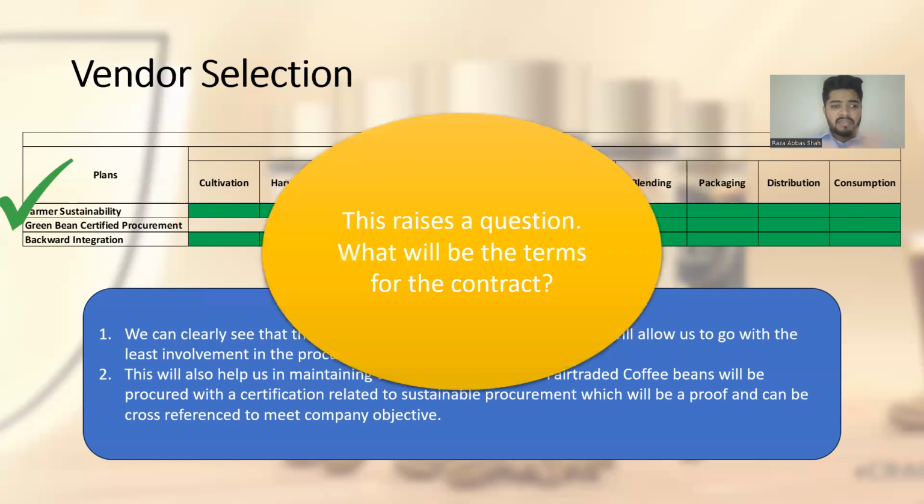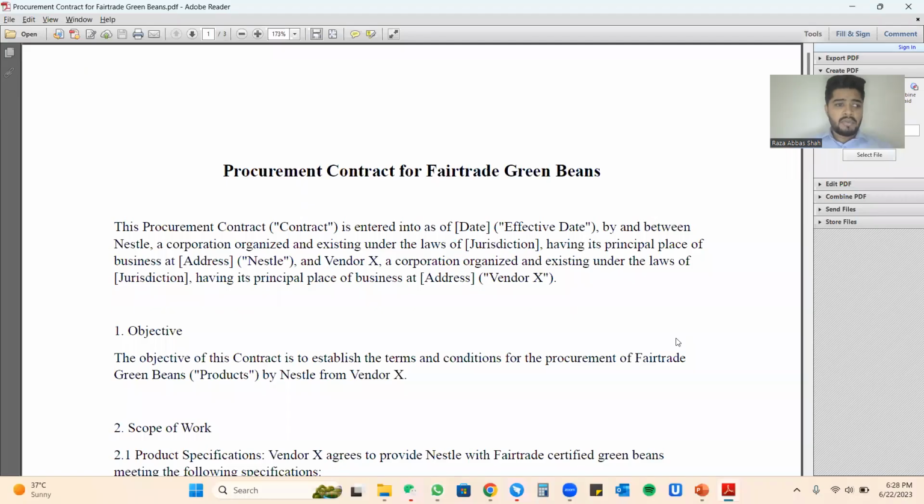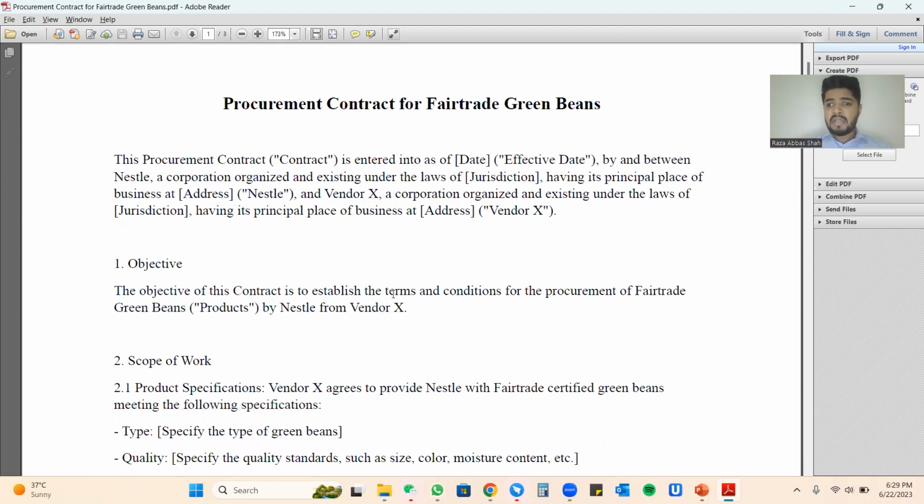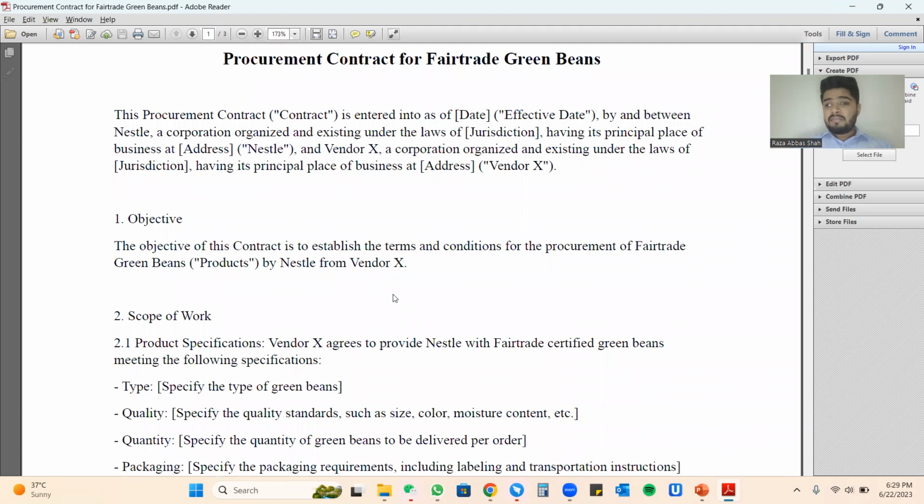Now this raises a question. We have finalized that we will go with green bean certified procurement, but what will be the terms of the contract? For that, we have developed a contract for you. Let me share it with you. You can see this contract here. In this contract, we have assumed a vendor X, which is responsible for supplying the stock of coffee. This contract has 9 key clauses.